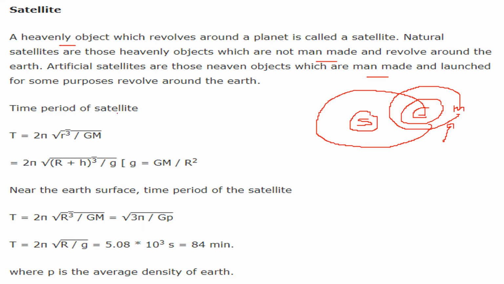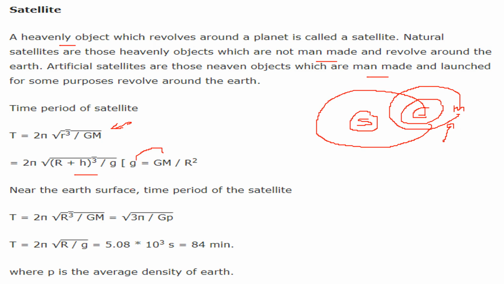So time period of satellite is given by this expression, 2 pi under root r cube by gn, which is also, you can take g equal to gn by r square. This is 2 pi under root r plus h whole cube by g.